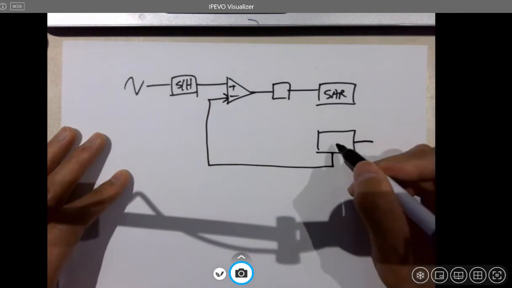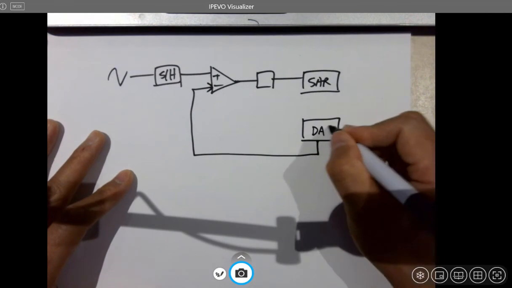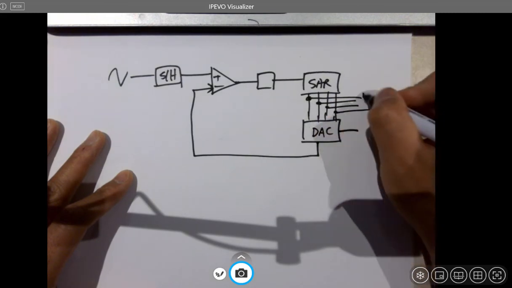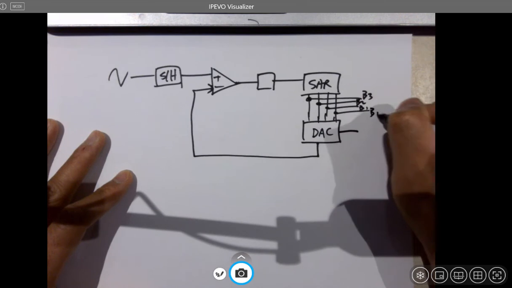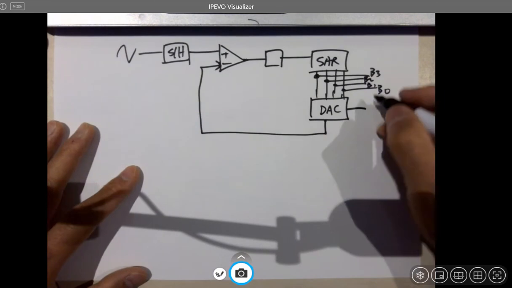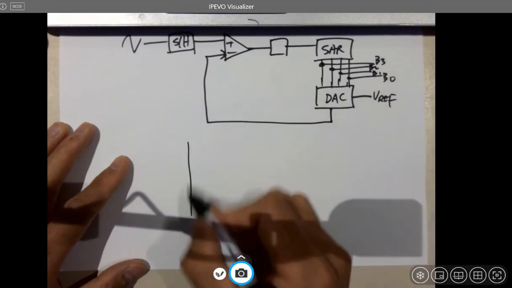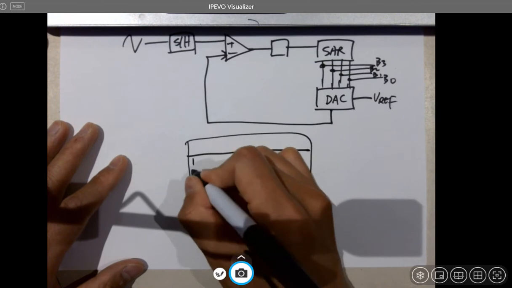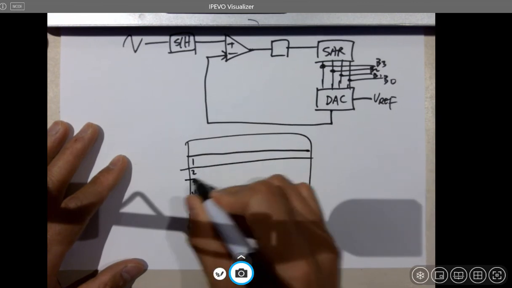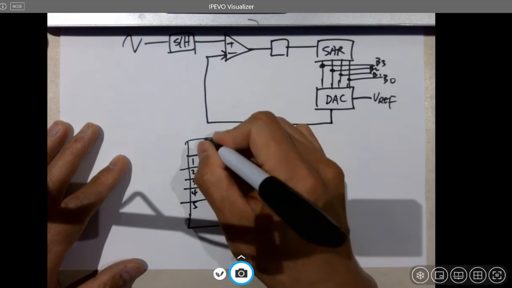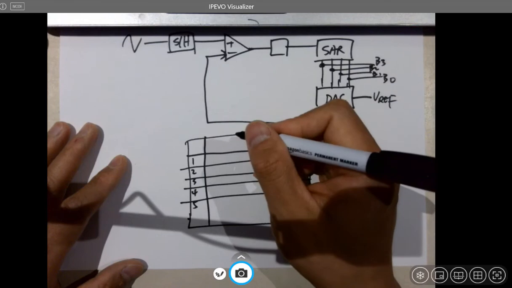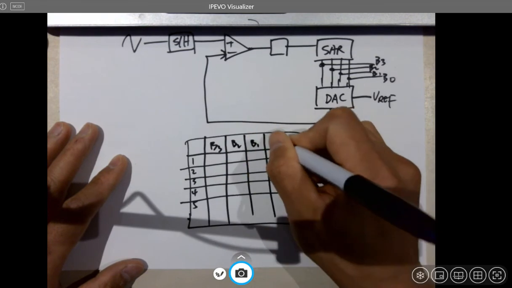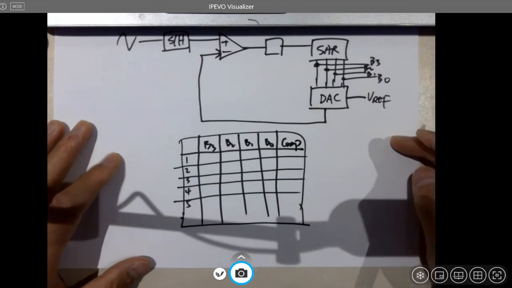So you let me know, what is this? DAC, 4-bit still. B3, B2, B1, B0. So all these, and this VREF, and all the transitions we summarized in the table. So we have 1, 2, 3, 4, 5 cycles. And B3, B2, B1, B0, and here's comp. So comp.